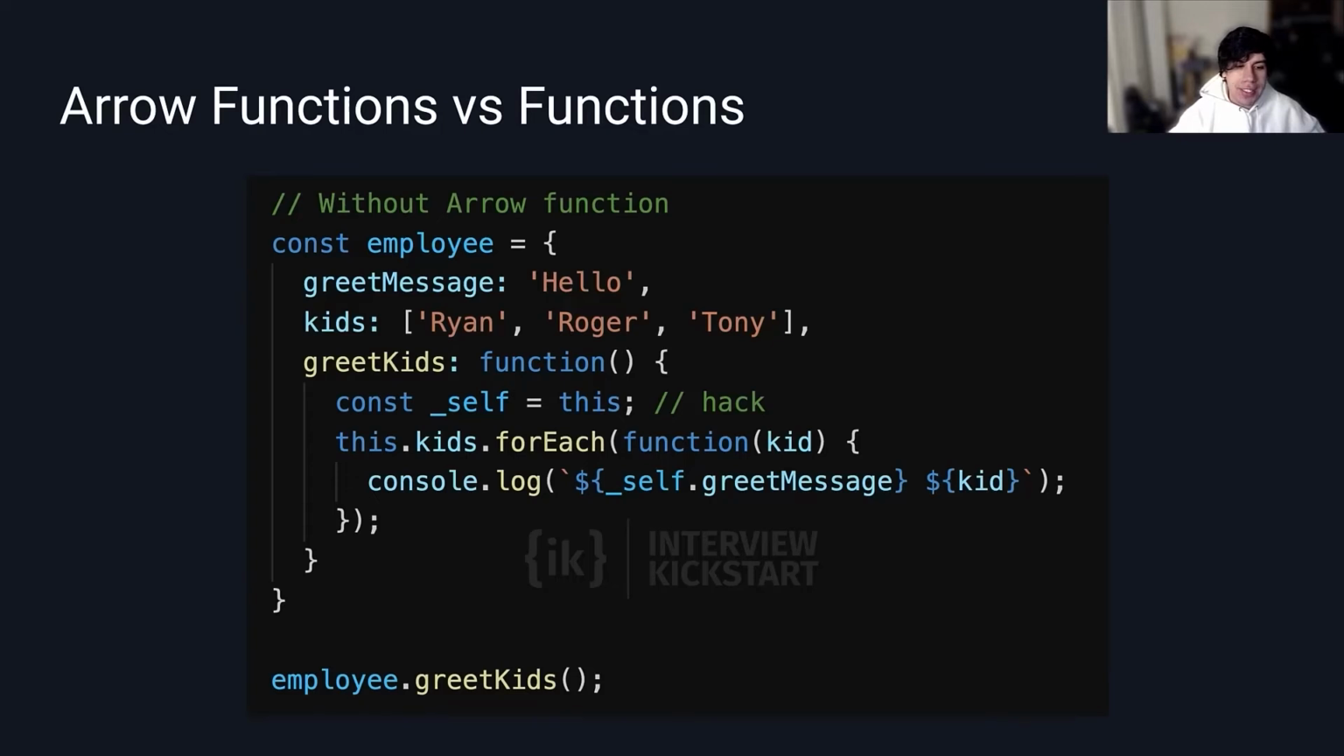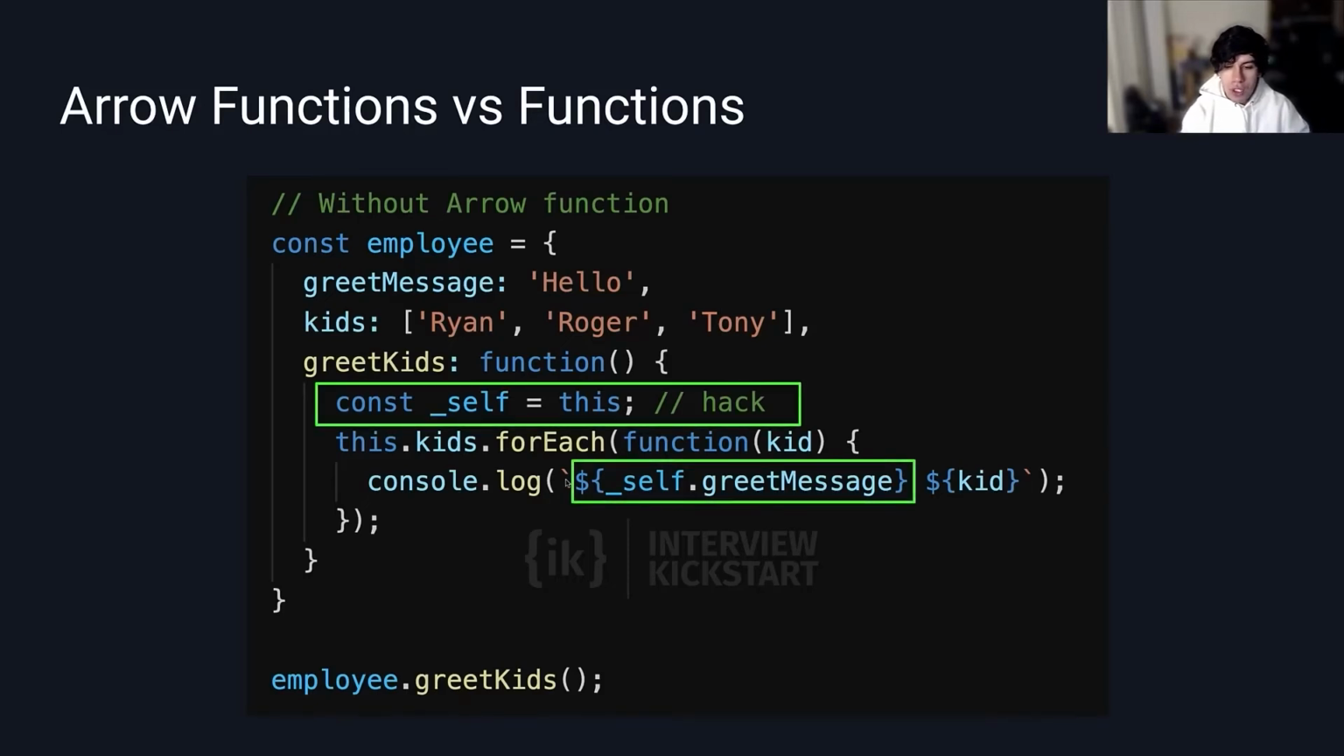If we look inside of the greetKids method, we see that in order for us to use the this object in some inner function, we have this pretty common hack that you used to see a lot in older code bases, where you save the this object into some variable. In this case, we call it _self, so that when we iterate over this.kids, which is an array, using forEach, we pass in a function expression to forEach, and we use that _self here to refer to the this of the containing scope.